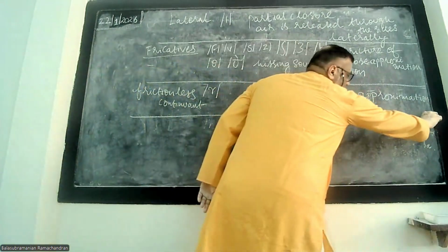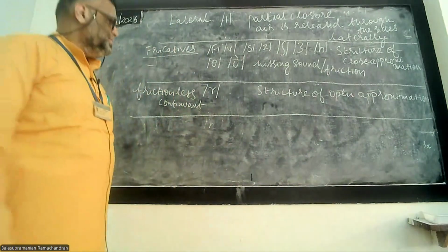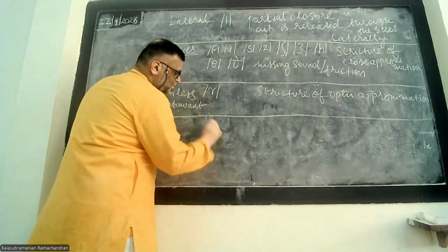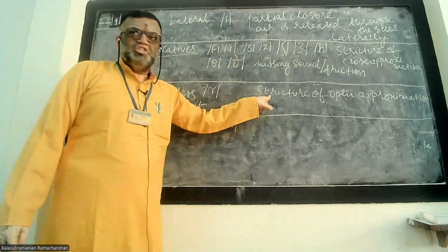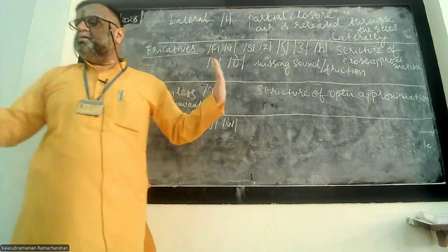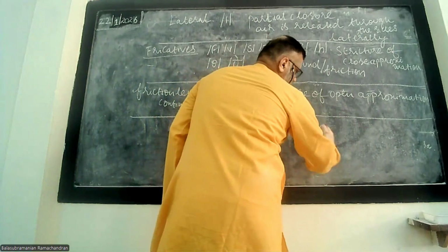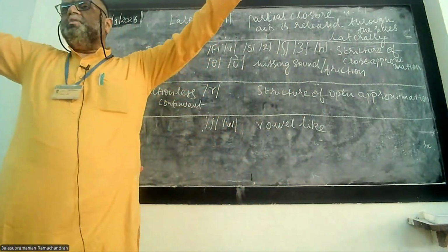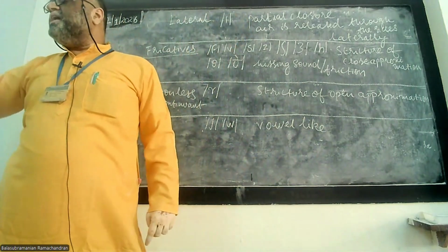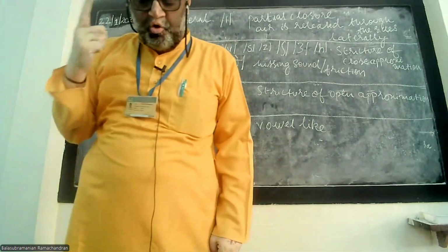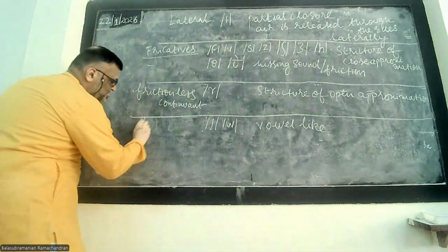So now you're clear. Y and W. A stricture of open approximation. The air is released just like we release the air for vowel sounds. But they are consonants, so we call them semi-vowels.